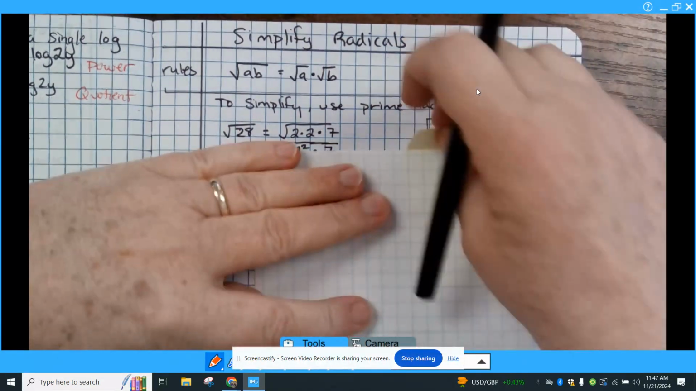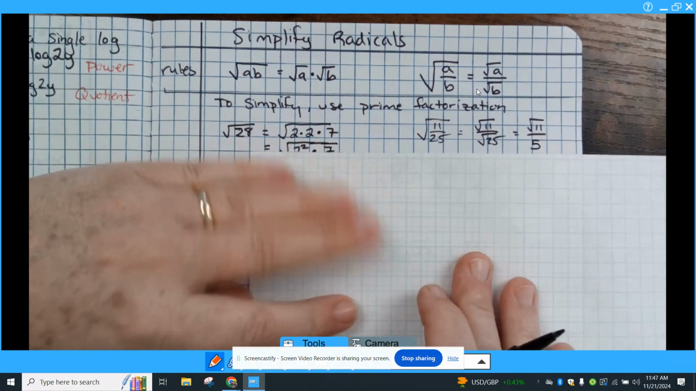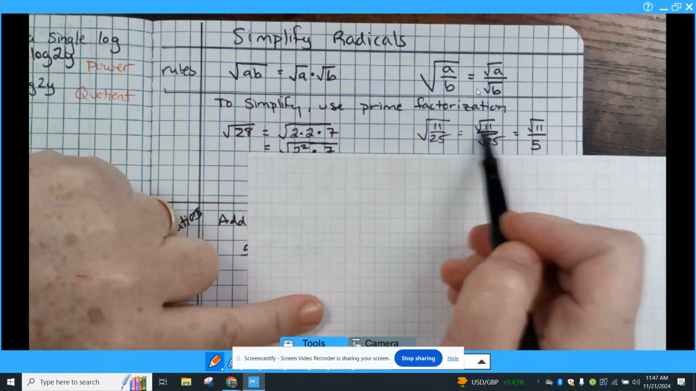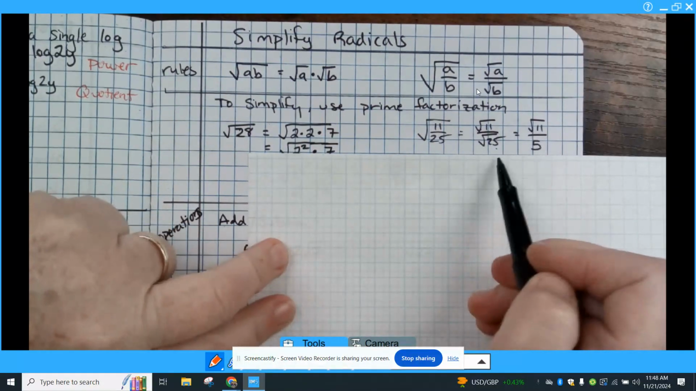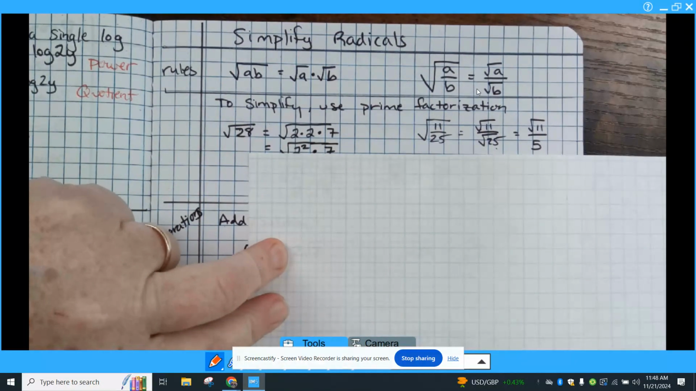Okay, so the next one I've got here is the square root of 11 over the square root of 25. Square root of 11, you can separate it. Square root of 11 we don't know, so we keep it the same. Square root of 25 is 5.